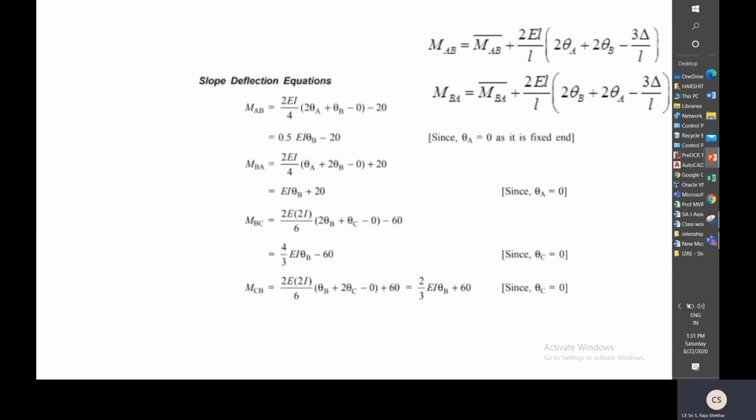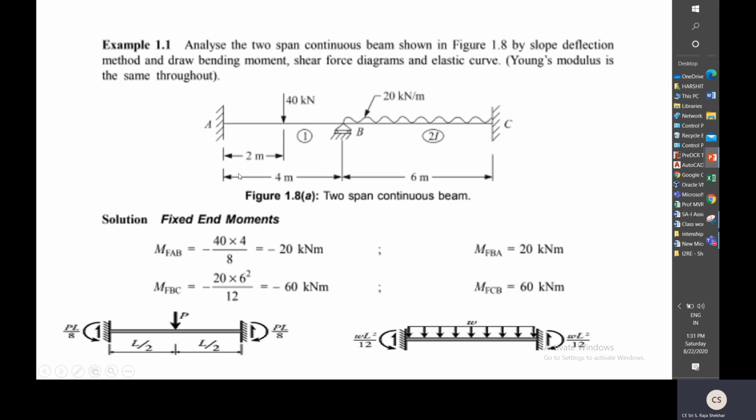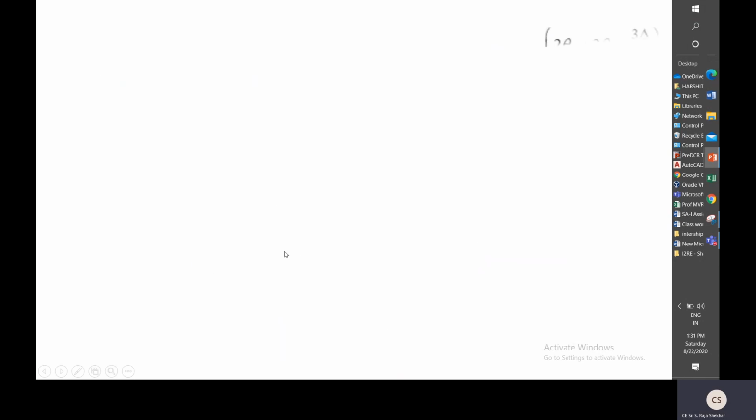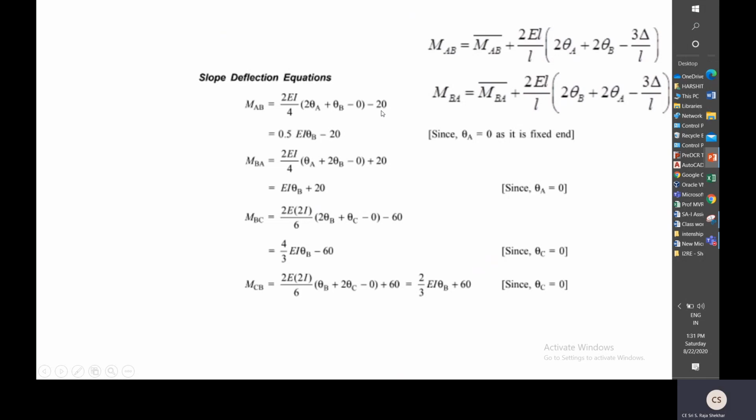By considering these, we need to substitute in this equation. MFAB is equal to minus 20. So the slope deflection equation: MAB is equal to MFAB, which is minus 20, plus 2EI by L. L value is 4, into 2 theta A plus theta B. Delta is equal to 0 for support B. So delta is equal to 0, so we consider 0. 2 theta A plus theta B.